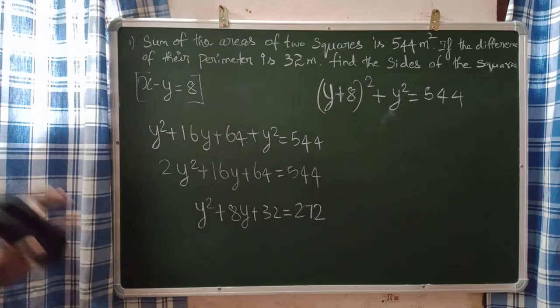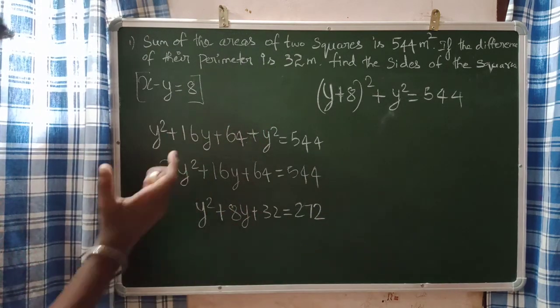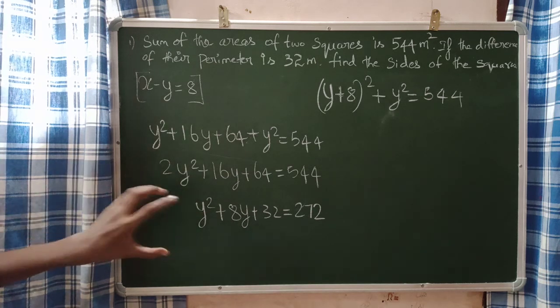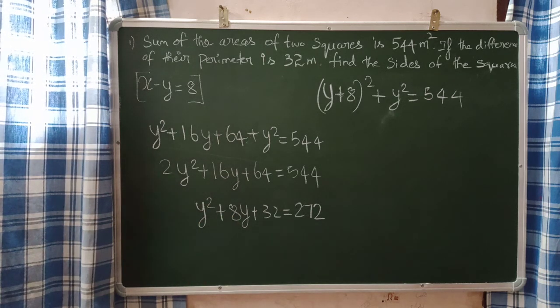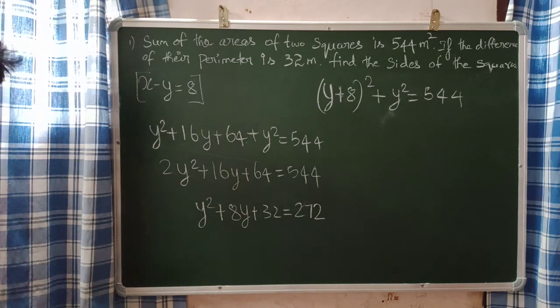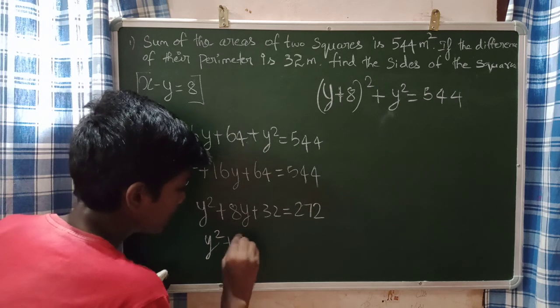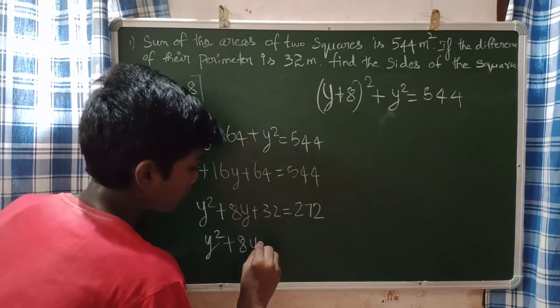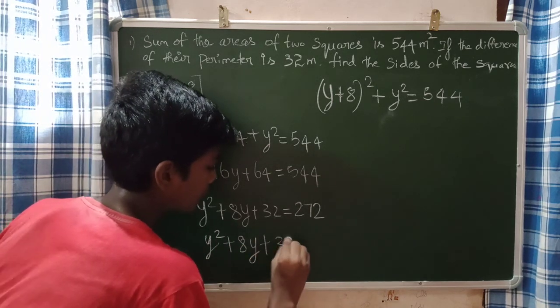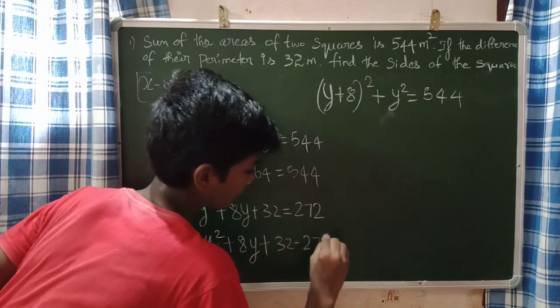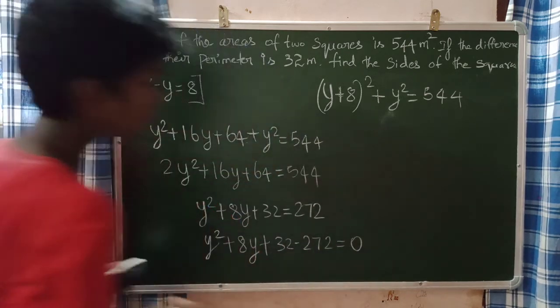When you divide 2 on both sides of the equation, this is the equation that you will get. Now, try to convert this equation in the form ax square plus bx plus c is equal to 0. That is nothing but the general form of a quadratic. So when I do that, I will get the equation y square plus 8y plus 32 minus 272 equal to 0. This is what you will get.